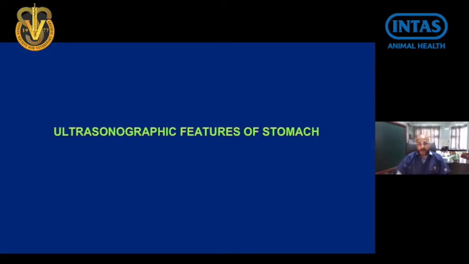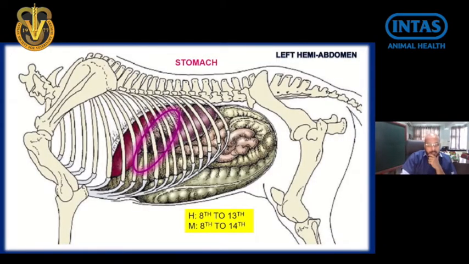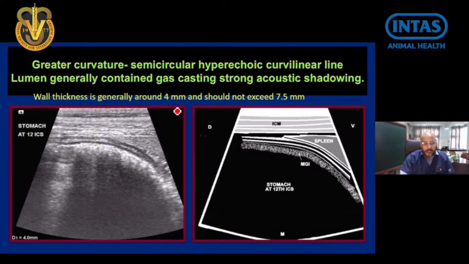Then coming to the stomach. Stomach is on the left side here, from 8th to 13th rib. Stomach will give you the idea. Now the stomach is full like this, at the 12th intercostal space. The good thing with the stomach is that whenever a colic case comes, you put your transducer at the 12th intercostal space and look for the stomach. You can find whether there is a gastric reflux or not.